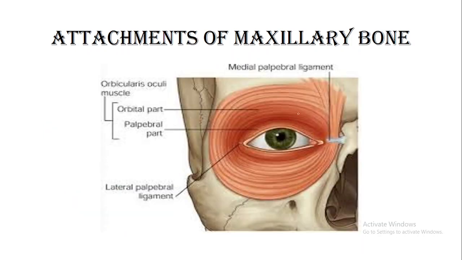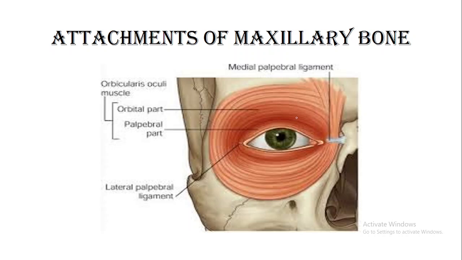Coming to attachments of maxillary bone. So maximum muscles in norma frontalis are originating from maxillary bone. First is the orbicularis oculi muscle. So this is the orbicularis oculi muscle. The inner part is the palpebral part and the outer fibers are the orbital part of the orbicularis oculi muscle.